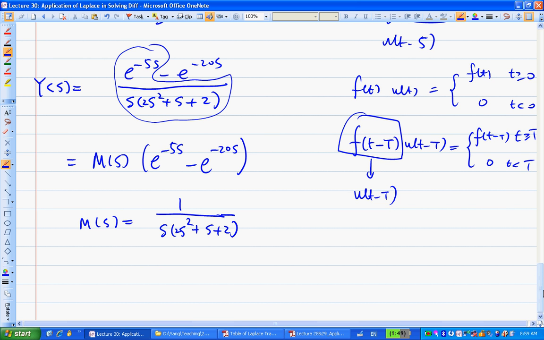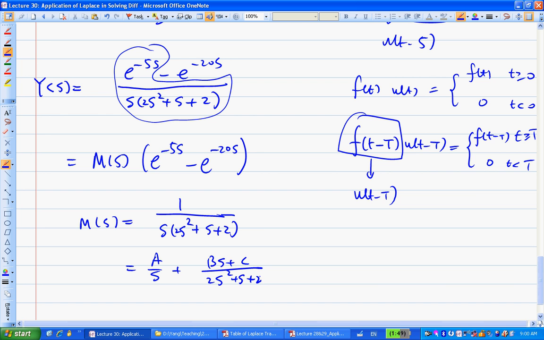Is that clear? Can we find the inverse Laplace of M of s? That's easy, right? How many s do I have here? There's 2s squared plus s plus 2, so it depends on the type of roots this one has. You'll see that the roots are complex conjugate, so I'm not going to decompose this anymore. The partial fraction expansion for this one is going to be A over s plus Bs plus C over 2s squared plus s plus 2. So you'll be able to solve for A, B, and C.